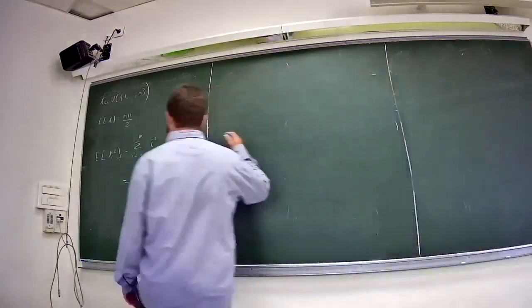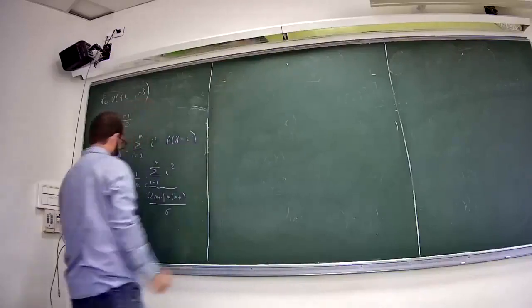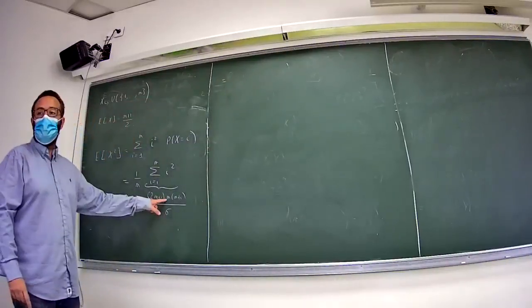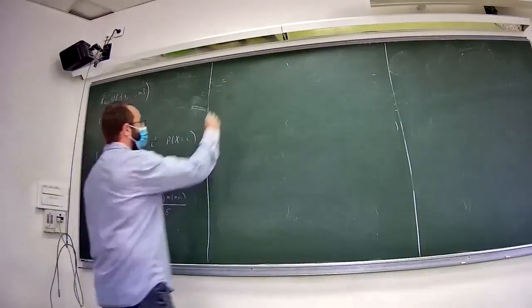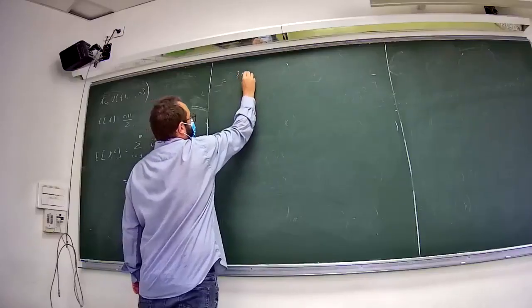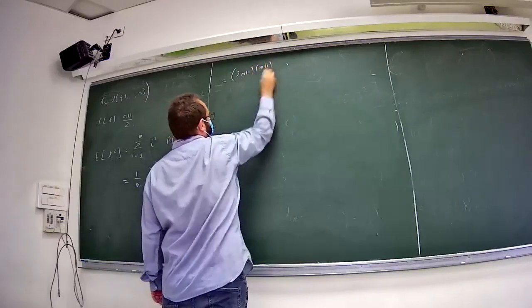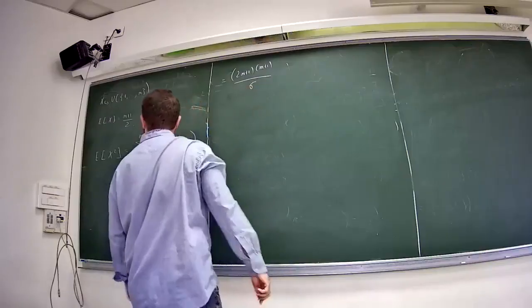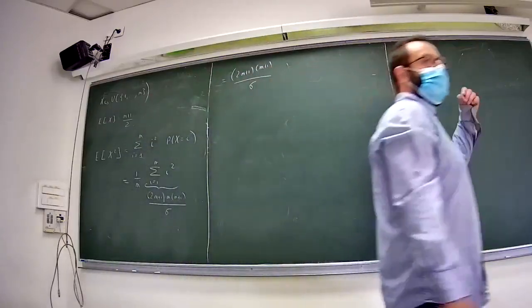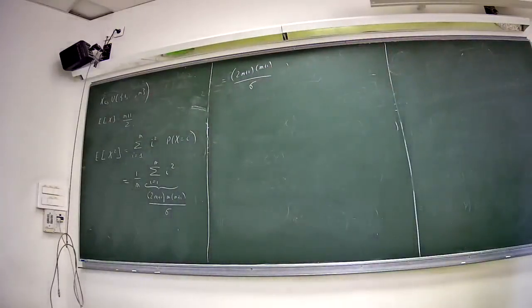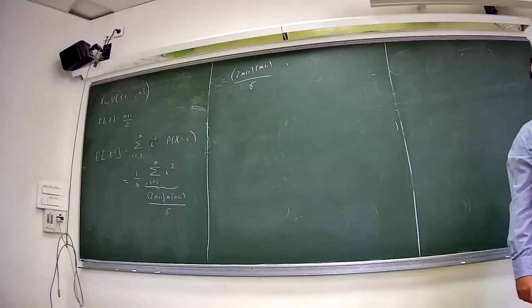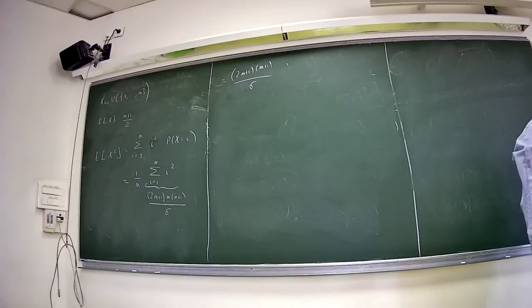But what is the expectation of x squared? So I continue my computation here. I have a simplification between n and n, so I have 2n plus 1, n plus 1, over 6. It's not what I want to compute, it's just the expectation of x squared here. So if I want the variance, I have to use the formula here, that is the expectation of x squared minus the square of the expectation of x.